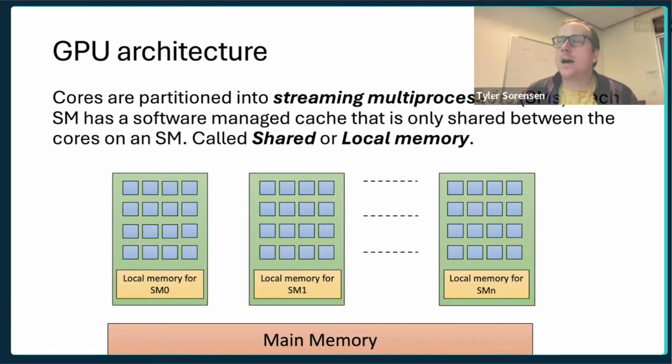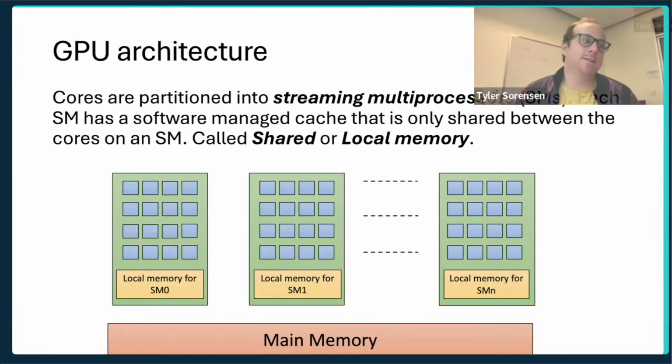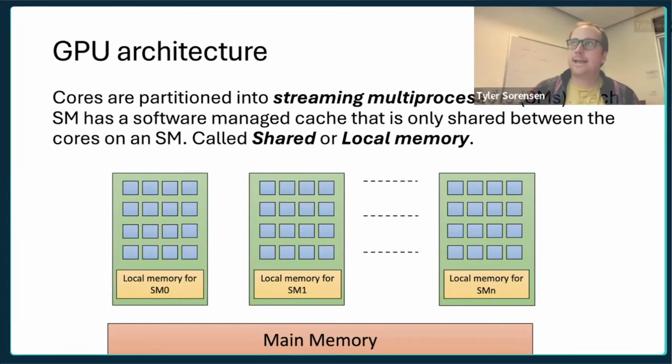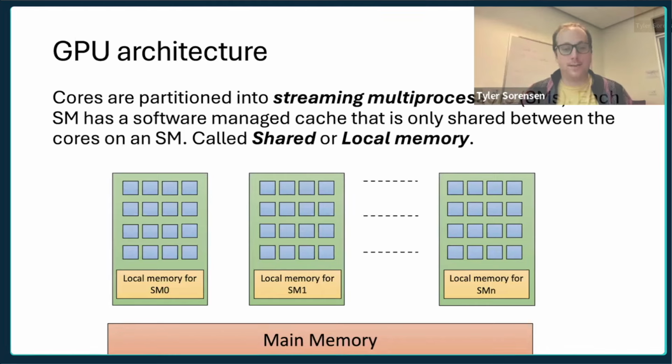When I say it's a software managed cache, consider that when we program CPUs, traditionally, we don't think too much about the caches. We access memory, and then underneath the hood, it gets loaded to the cache or it gets invalidated. On the GPU, you have to load it yourself.